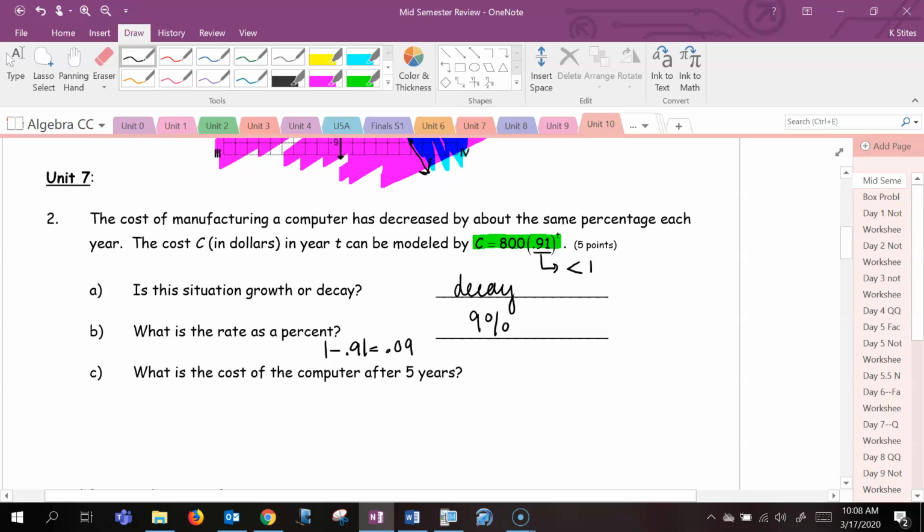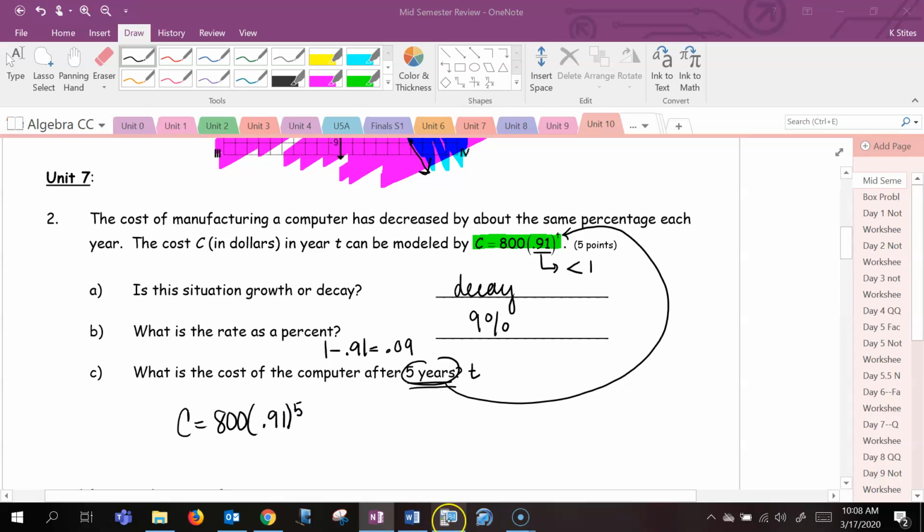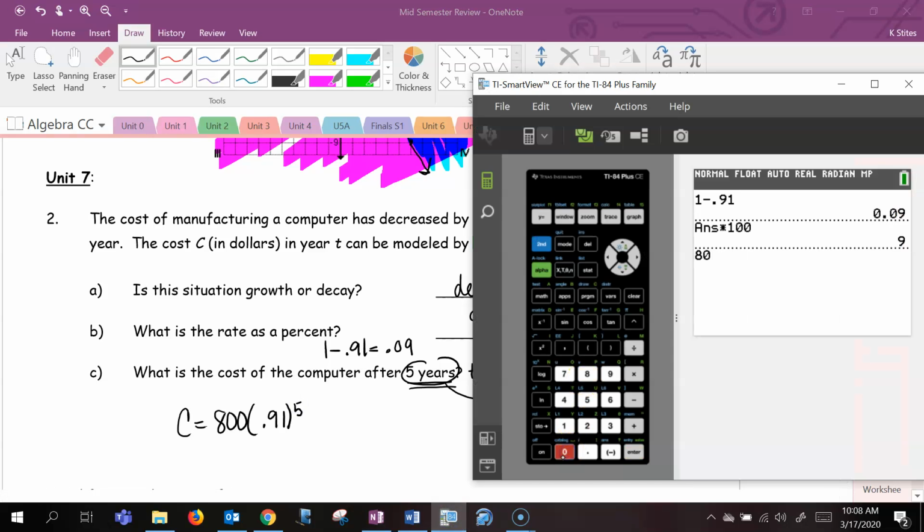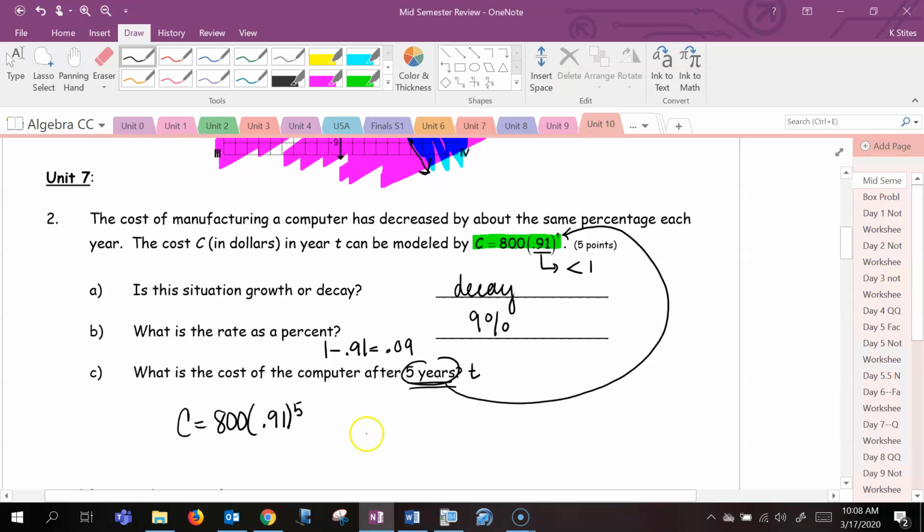What is the cost of the computer after 5 years? Years is a time, so I'll just take this 5 and plug it into my t value, and this is something I will do with my calculator. So we'll type it in. And this is money, right? This is a cost, so we'll round to the nearest hundredth. So $499 and it looks like 23 cents because our 5 will push our 2 up.